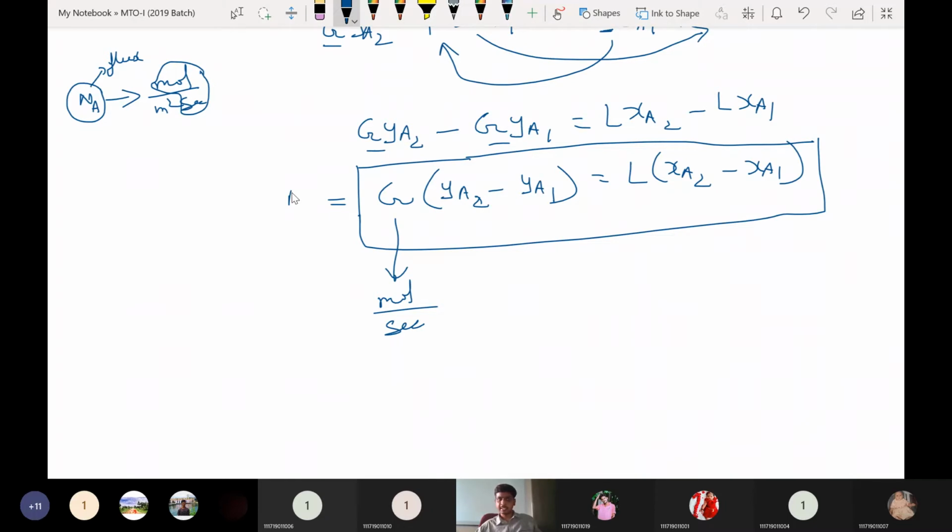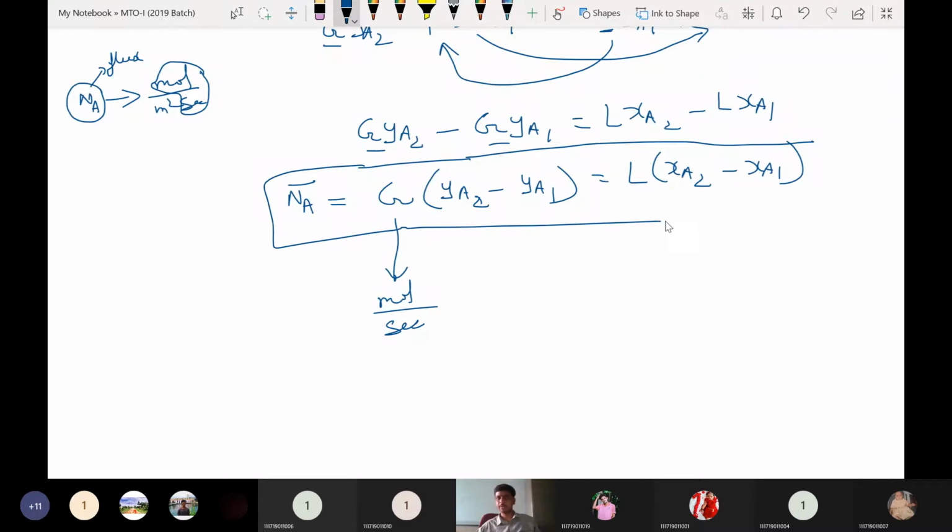So we can write Na bar, this one. So this whole equation will be equal to Na bar. Na bar will have units of mole per second, whereas Na will have units of mole per meter square second. Na bar will be mole per second, whereas Na is mole per meter square second. So that's the difference here.